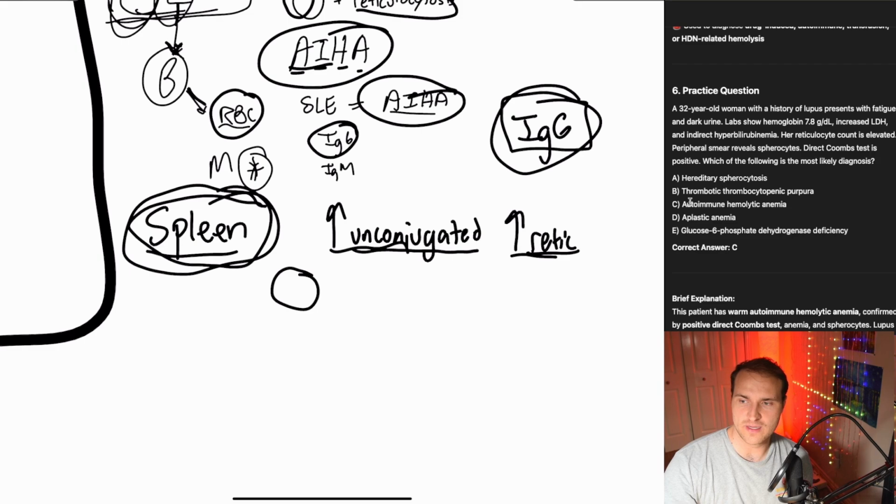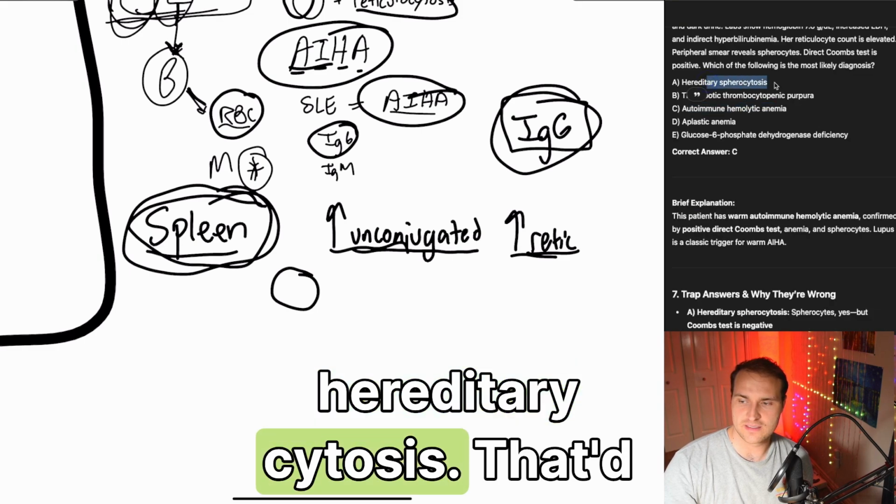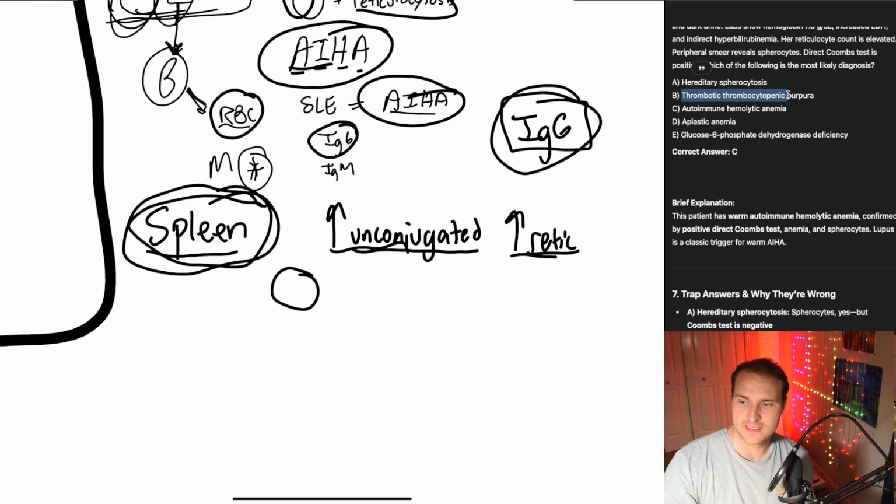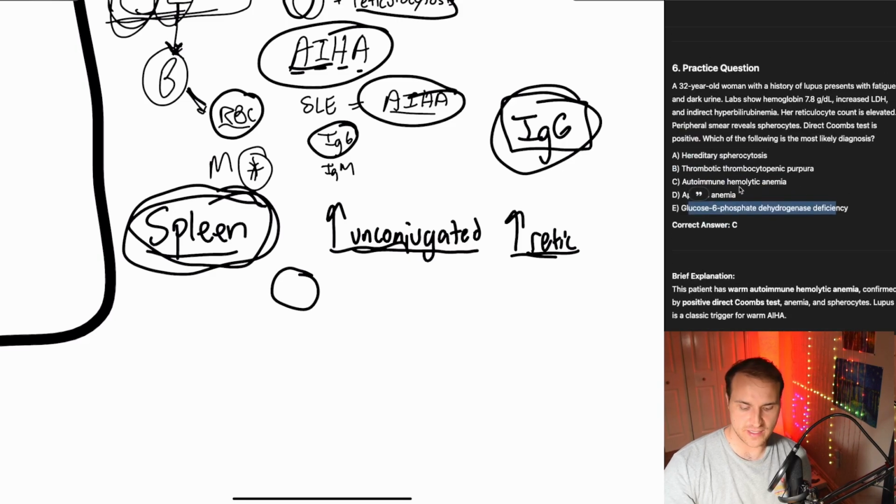Practice question, warm autoimmune hemolytic anemia. Hereditary spherocytosis would have spherocytes, but the Coombs test is negative. Different mechanism. TTP, that's the schistocytes, not spherocytes, and you have a negative Coombs test. Aplastic anemia, pancytopenia, low retic count, not hemolysis. And G6PD, that's the bite cells and Heinz bodies.